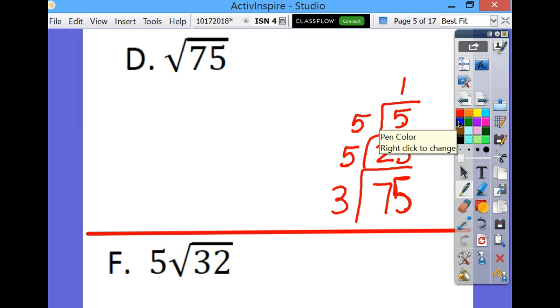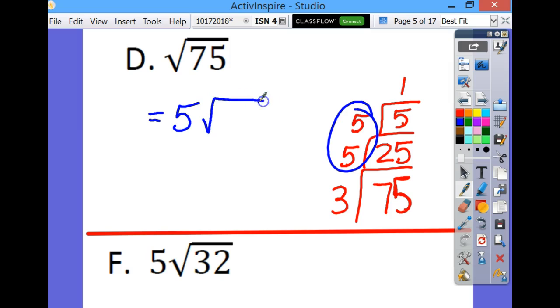And what are you looking for? Pairs. Do you see a pair? I have a pair of 5s, and what's left over? I have a 3 left over and a 1 left over. What's 3 times 1? 3. The pairs go on the outside, the unpairs stay on the inside. Pairs on the outside, unpairs on the inside.